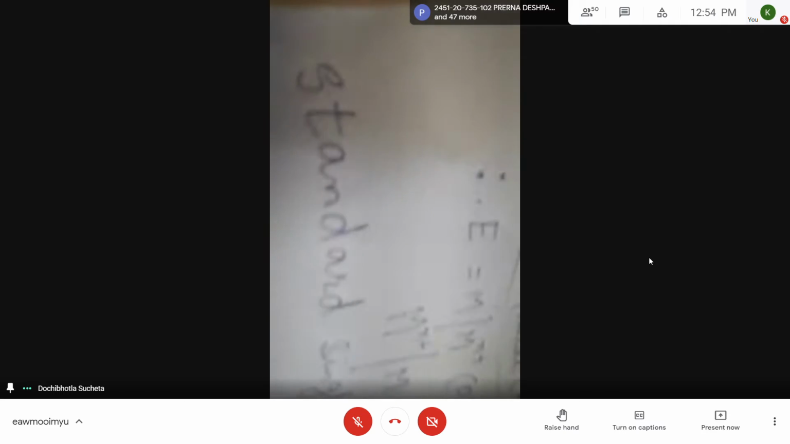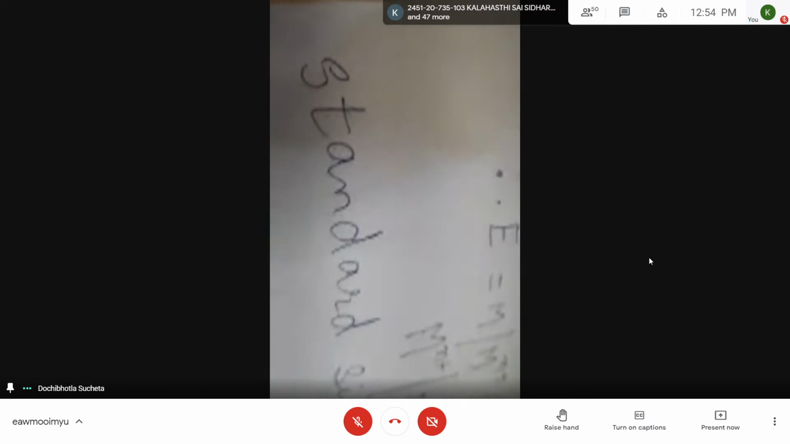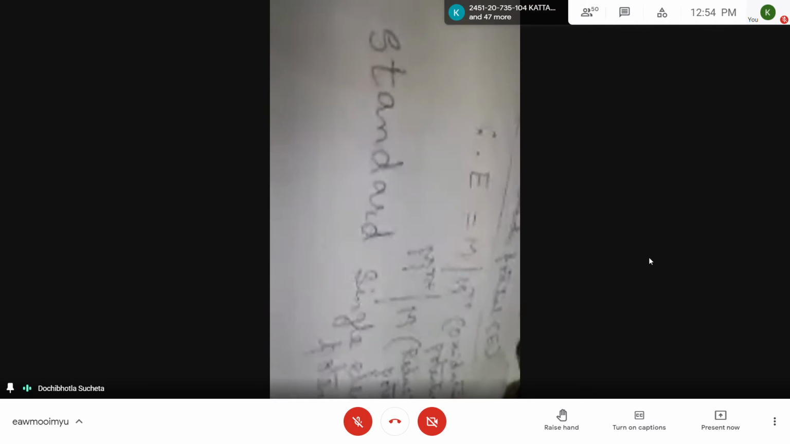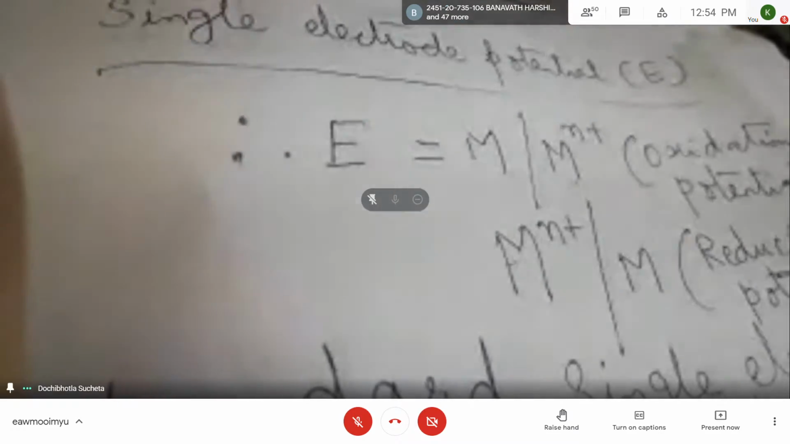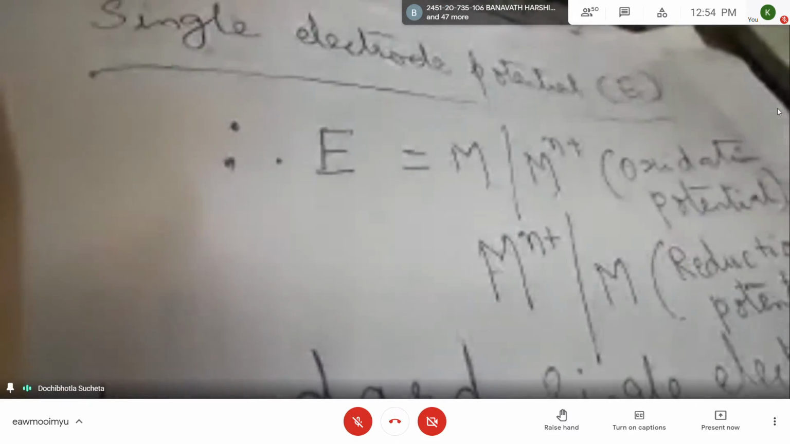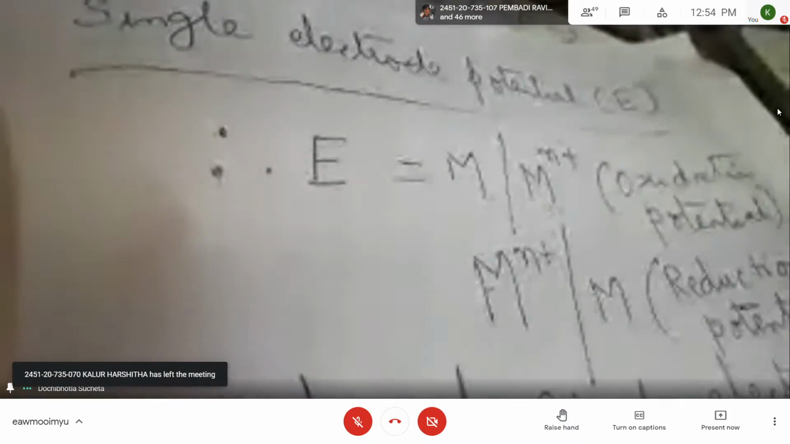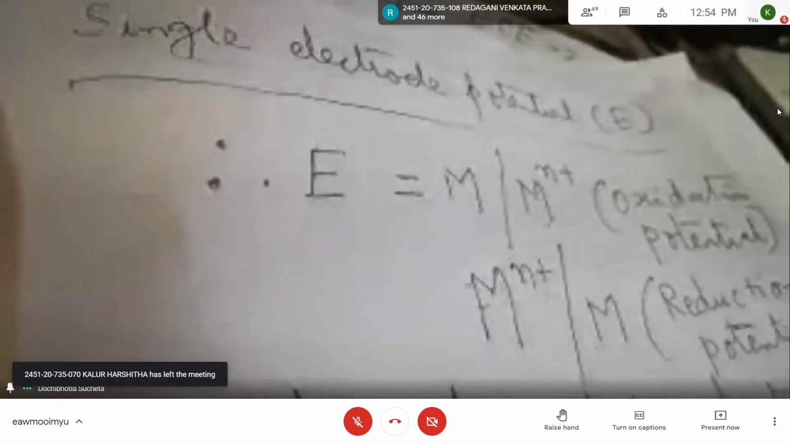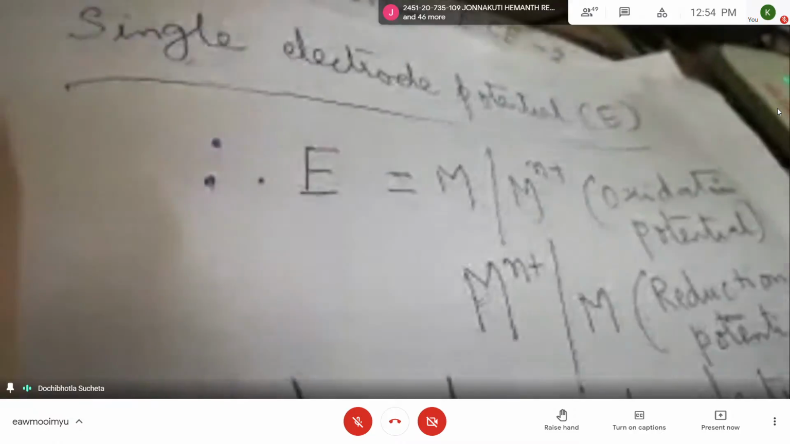Next point. I think this is point number 24. What you are going to write? How are single electrode potentials measured?